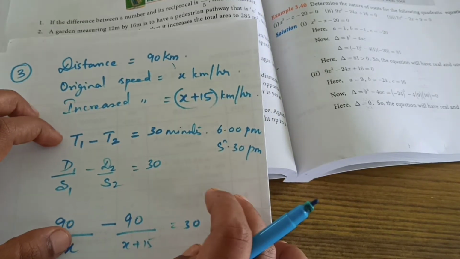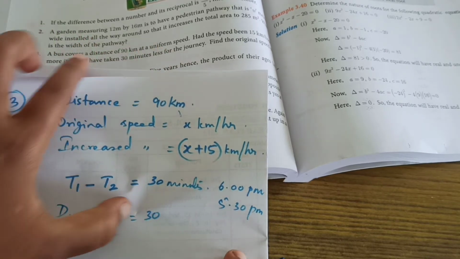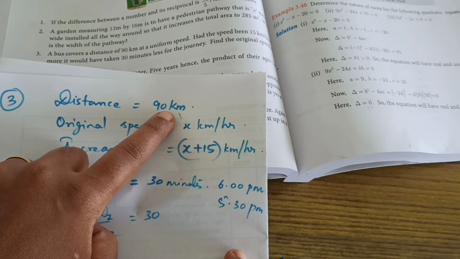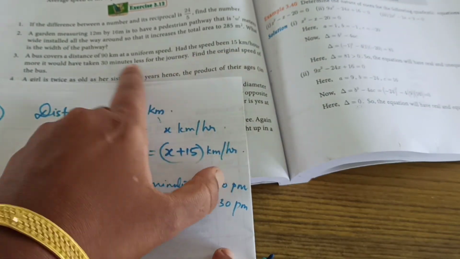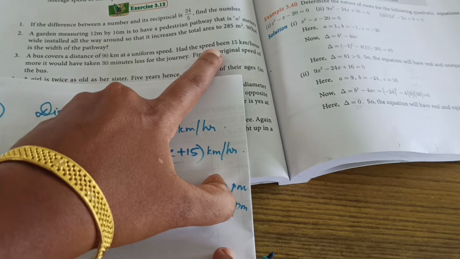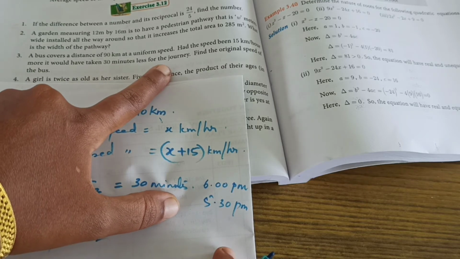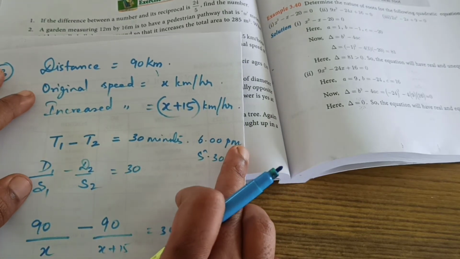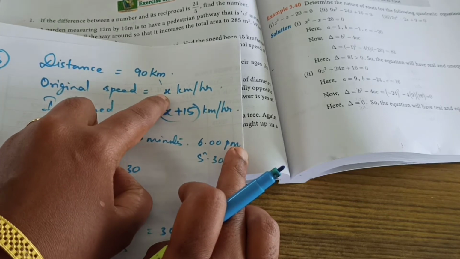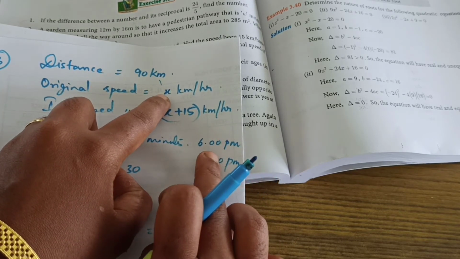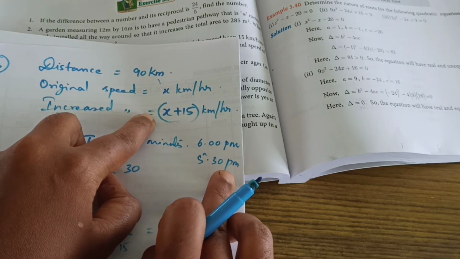Once again, listen. A bus covers the distance of 90 km at a uniform speed. So, distance is 90 km only. They didn't increase the speed. Later only they are increasing the speed. Had the speed been 15 km per hour more, it would have taken 30 minutes less for the journey. Already they planned to reach by 6 o'clock. Now, they increased the speed. If they travel by the original speed x km, they will reach by 6 o'clock p.m. If they increased the speed, they will reach earlier, by 5:30 itself.